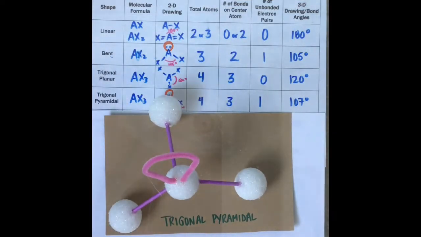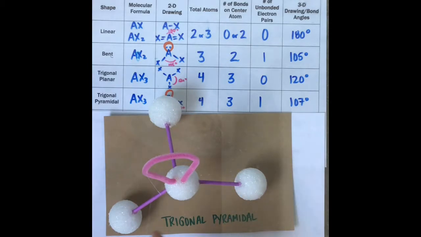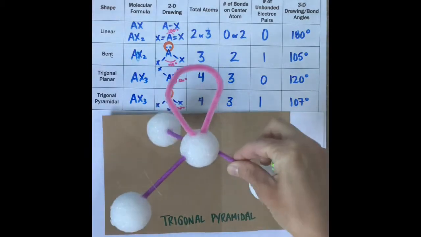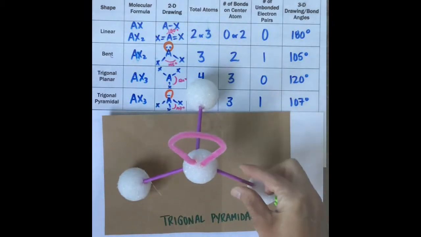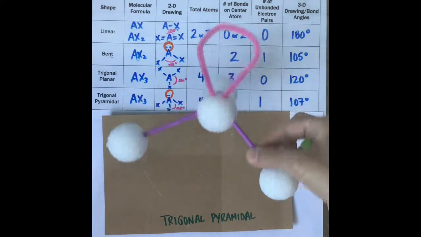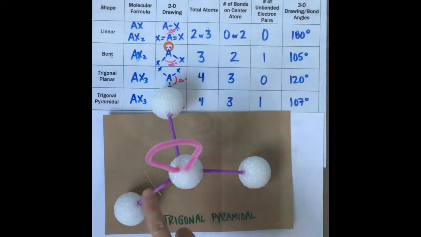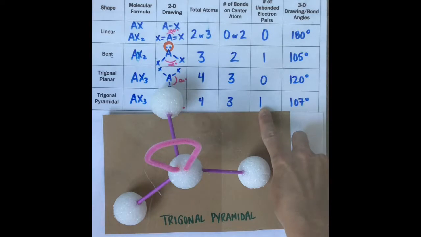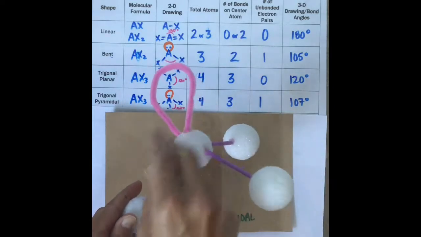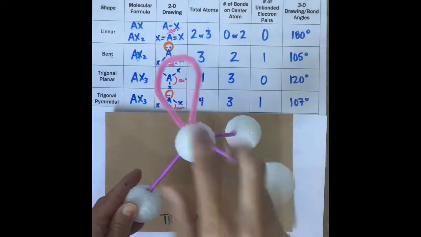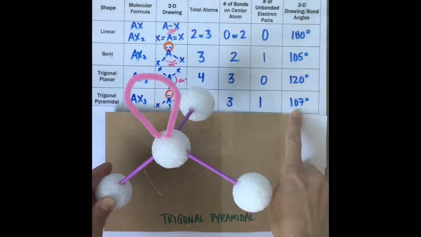This is trigonal pyramidal. So it still has tri for the prefix, so I remember it has 3 legs. But pyramidal should tell you that it is not flat. It is not in one plane like the previous one. It sits up like a pyramid. It has 4 total atoms. It has 3 bonds on the center, but it has 1 unbonded pair, and that is represented by this cloud of electrons on the top, and that is what pushes these legs downward. The bond angles are 107 degrees.